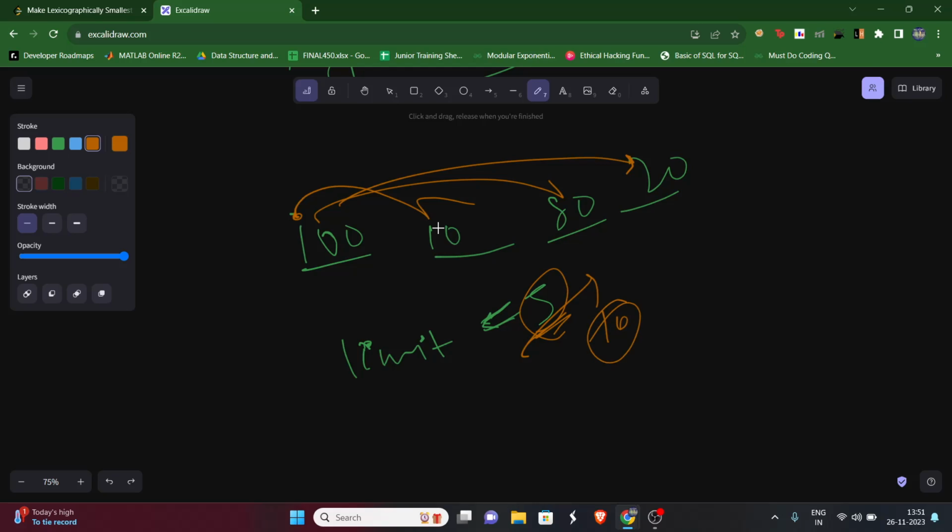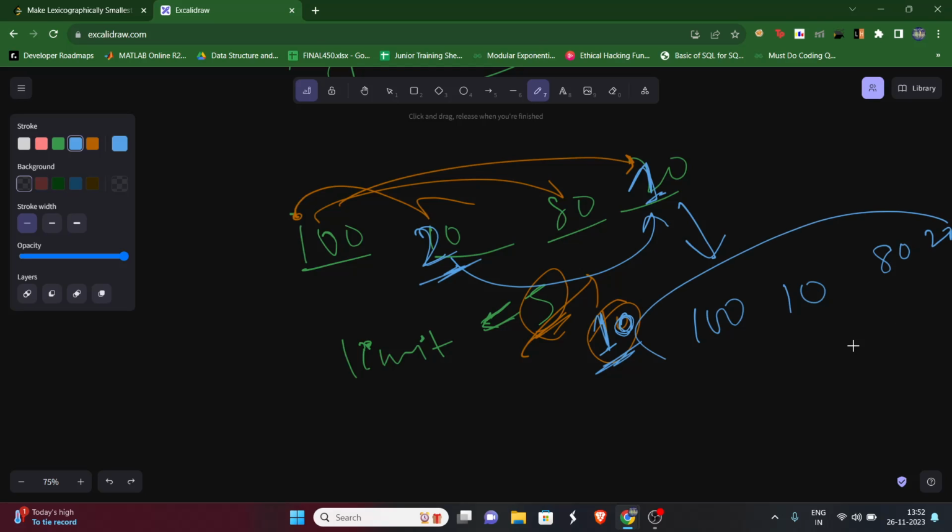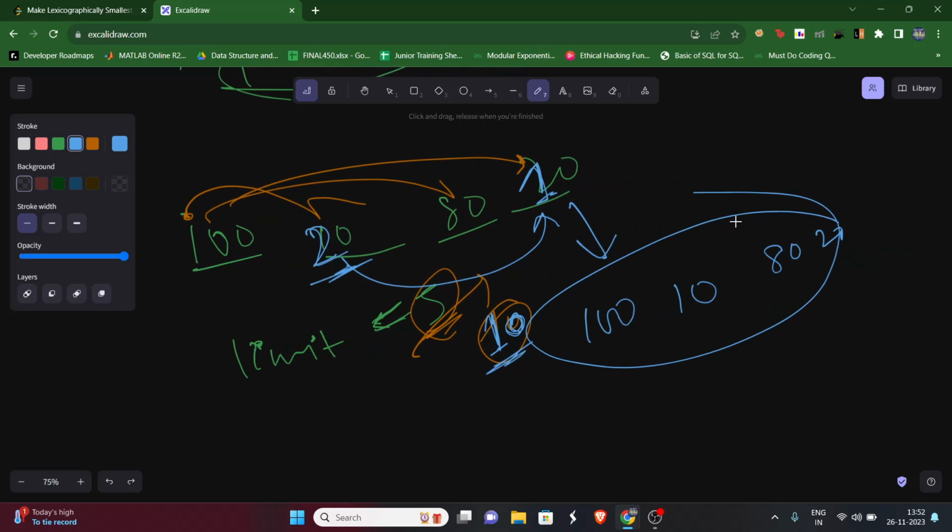Okay, or let me make it 20 and 10 over here. So in that scenario, if the limit is 10, then what can we do? We can switch this 20 with this 10, and we will have a better, lexicographically smaller result, and that will be 100, then 10, then 80, then 20. Okay, so if you see, you'll notice one thing.